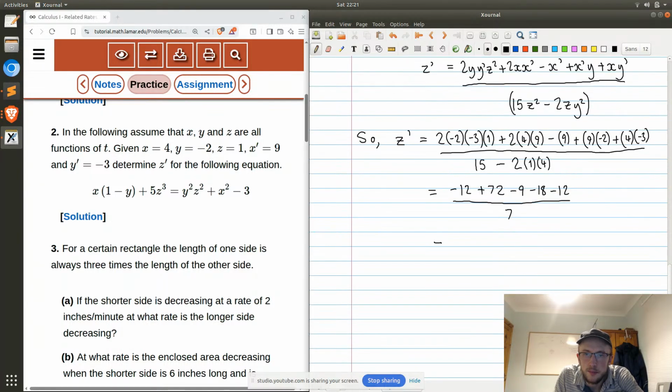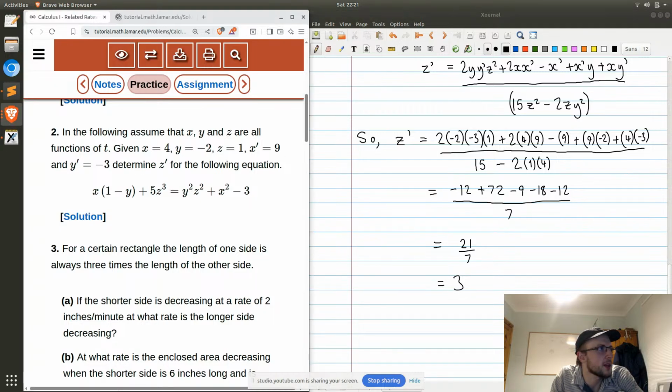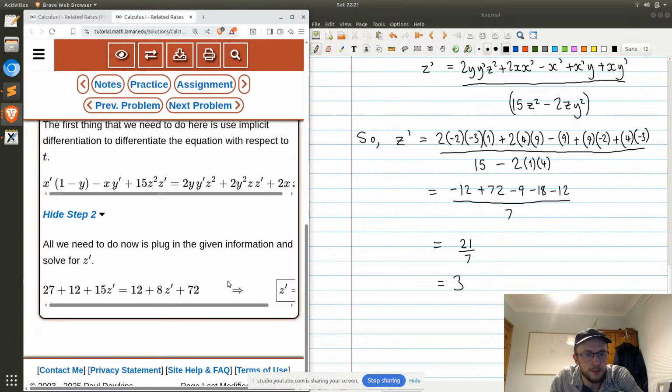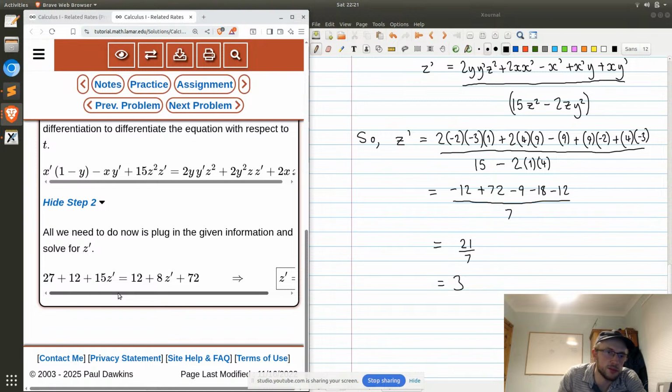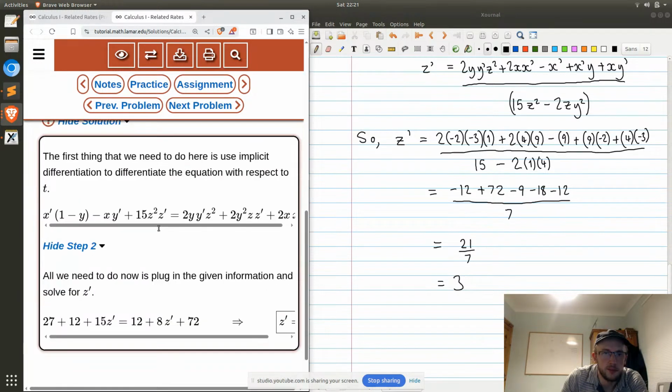and continue. That makes 60, and 60 minus 9 is 51, and 51 minus 30 is 21, so 21 over 7, which is 3. That's what I think. I think the answer is 3. Nope, totally wrong. How?